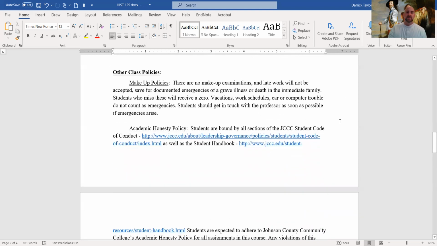So, class policies, makeup policies. No makeup examinations or late work will be accepted, except for documented emergencies of grave illness or death in the immediate family. Some sort of major thing. You got COVID, you got in a car wreck, your child is running a deathly ill fever, those sorts of things. Otherwise, you get zeros.